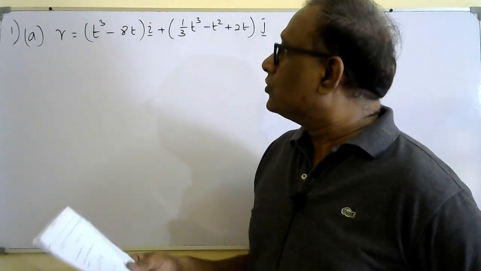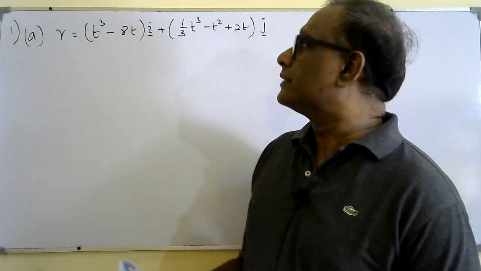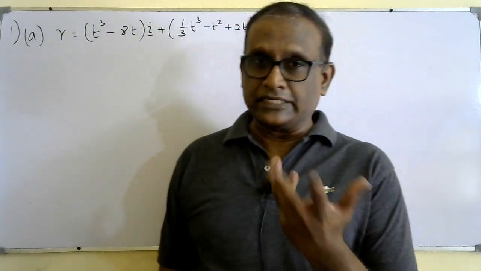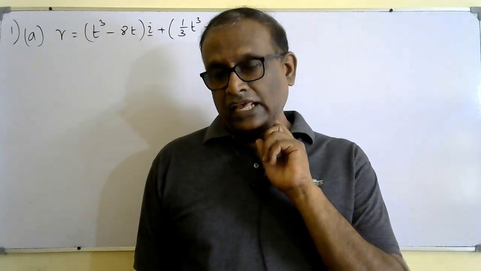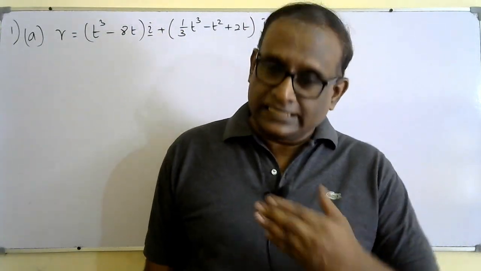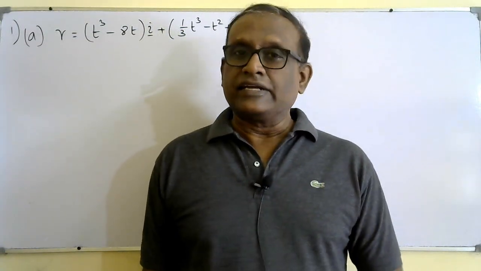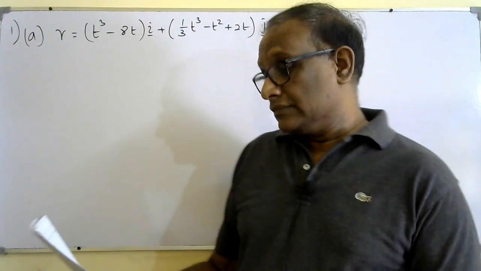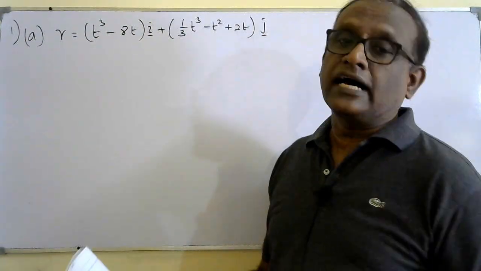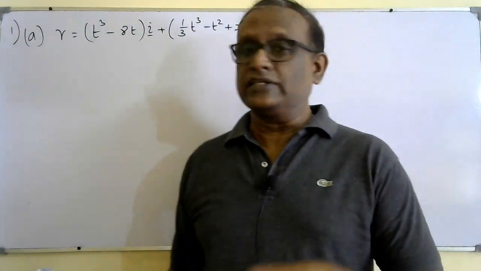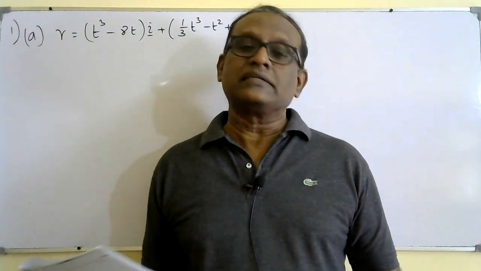So what to do? We have to differentiate this position vector with respect to time. You will get the velocity vector. When you differentiate the velocity vector again, you will get the acceleration vector. They are asking to find the acceleration, so they are not asking to find the magnitude of the acceleration. They are asking to find the acceleration when t equals 4.